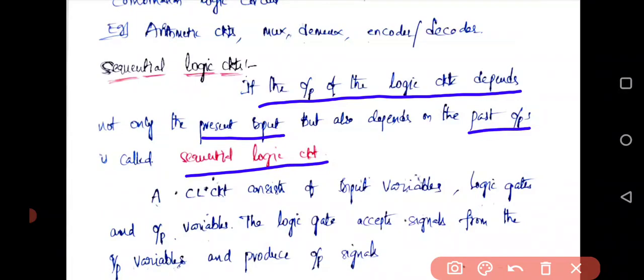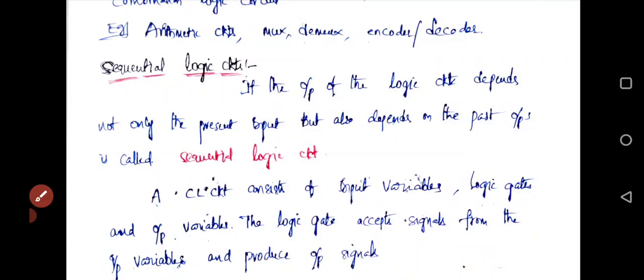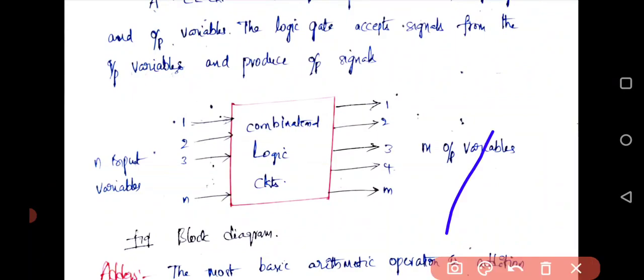A combinational circuit consists of input variables, logic gates and output variables. The logic gate accepts the signals from the input variables and produces the output signal. In the case of a combinational circuit, these are the main important parameters. This is a block diagram representation of a combinational circuit: these are the input variables, these are the output variables, and this is the combinational circuit.